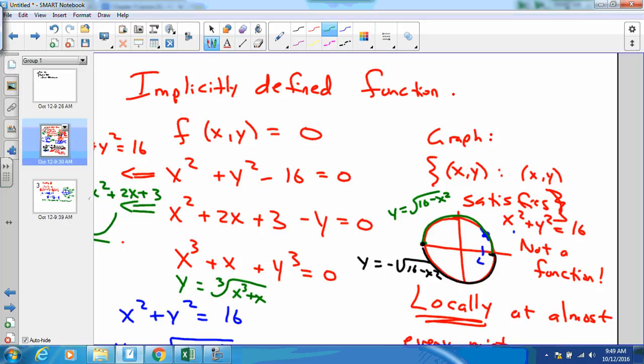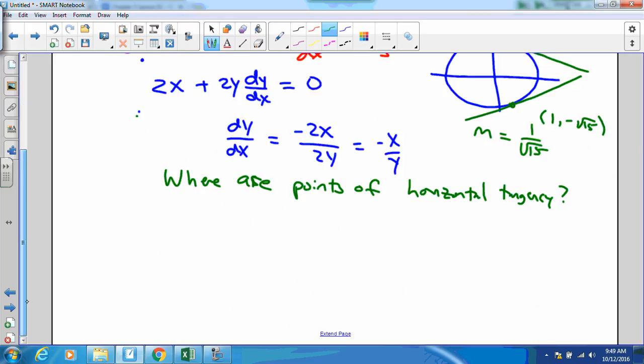Okay, good questions. Where are the points of horizontal tangency? I'm going to find those points of horizontal tangency, of course, by setting dy/dx equal to 0. And when I do, I find that this gives me x equals 0. So I'm done, right? Wrong.